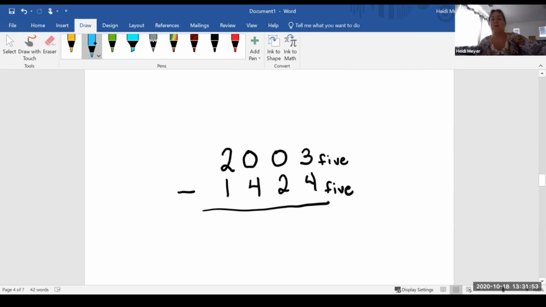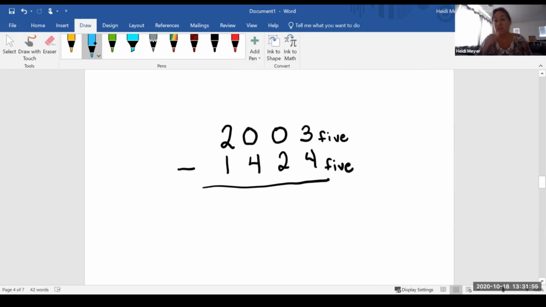Let's try one more. I purposefully set this one up with a bunch of zeros in there. Remember again, this symbol does not exist in base 5. You don't want to cross out any zeros or anything that looks like a 10 and write that symbol above it, because we don't have a single symbol for 9 in base 5. In fact, our digits are 0, 1, 2, 3, 4. If you see anything other than that, then you did something wrong.